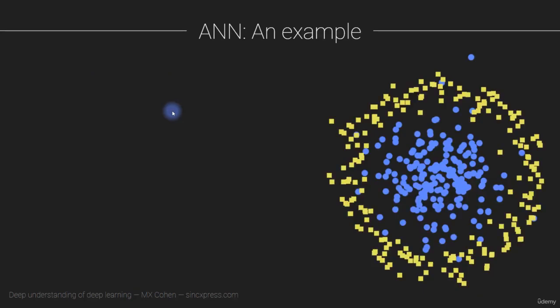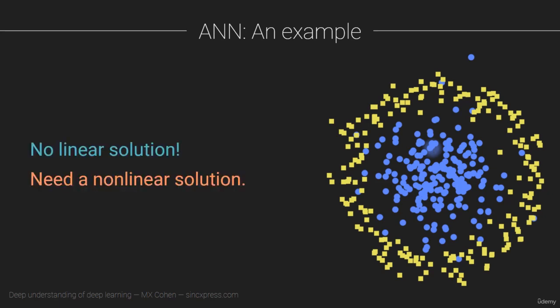Here is a different example. Let's say that our goal is to separate the yellow squares from the blue dots. Now, this is a trickier problem because it's not possible to draw a straight line like in the previous example. In other words, there is no linear solution to this problem. So we need a non-linear solution.